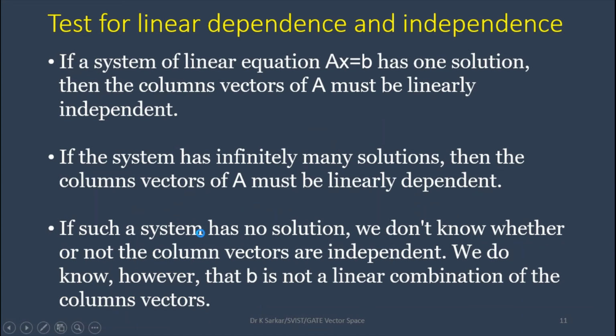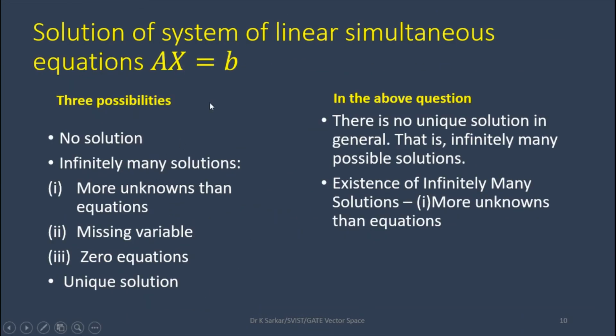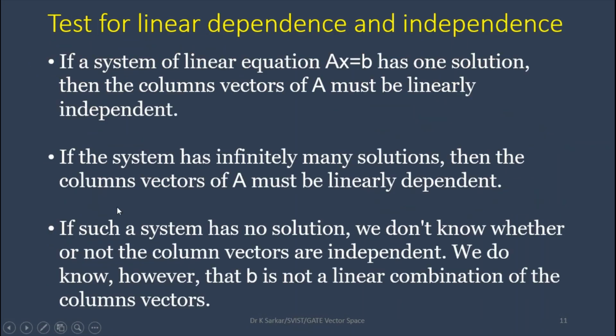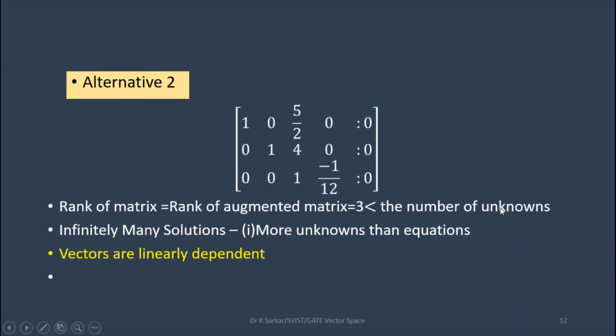So we have seen this one. Here you see that the possibilities are 3: infinitely many solutions, more unknowns than equations. So here we see that the unknowns are 4, which is more than the number of equations. Therefore, the vectors are linearly dependent.